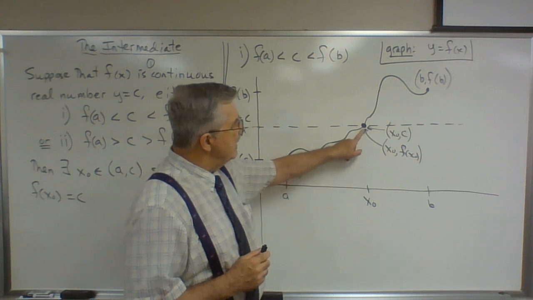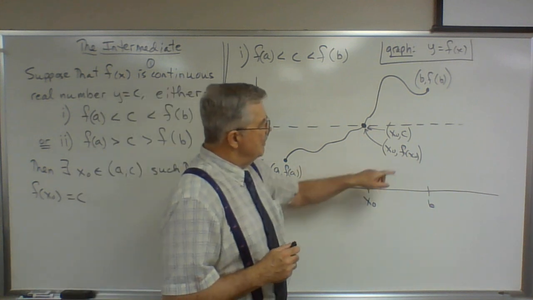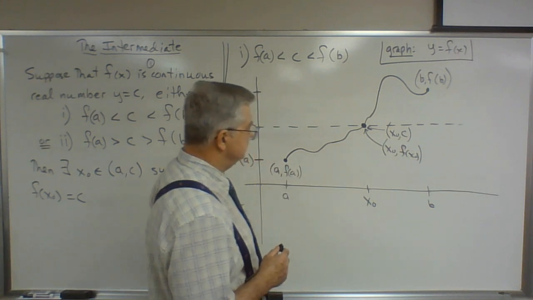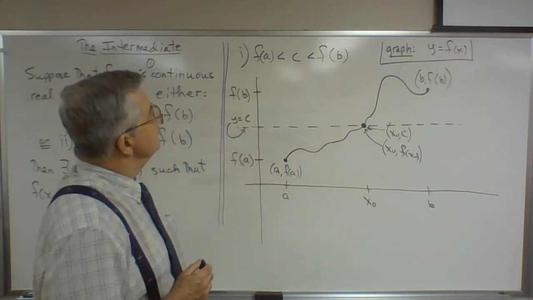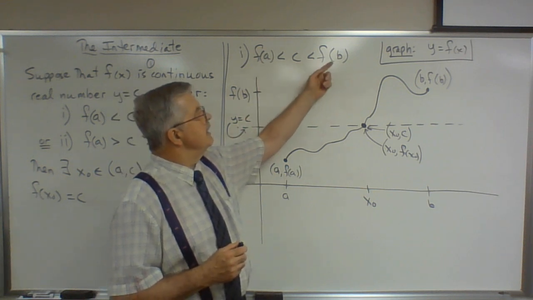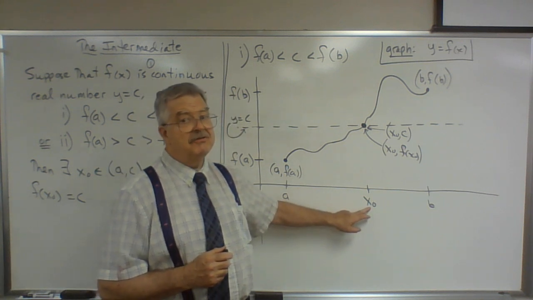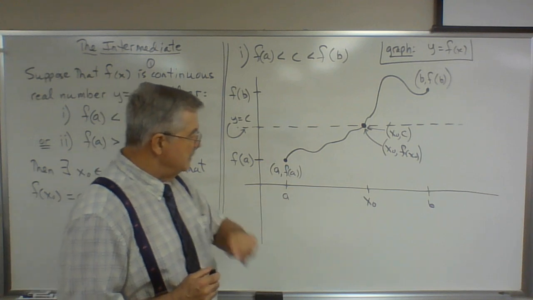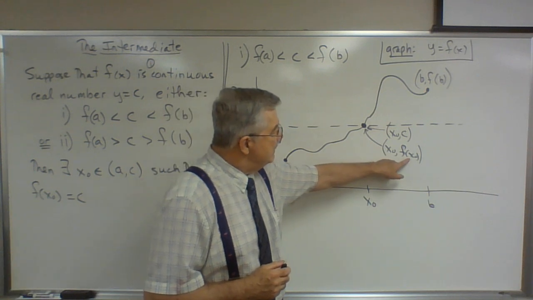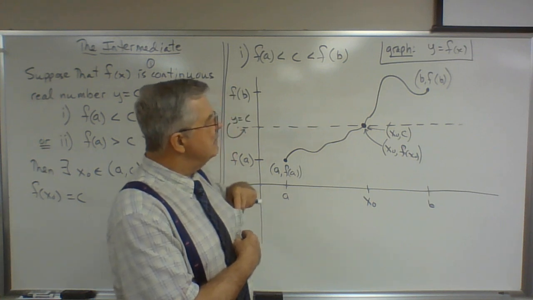Right here, where the graph of f of x crosses the line y equals c, we have the f of x value equal to c. So in the case where f of a is less than c, which in turn is less than f of b, there's some x value, x equal x naught, between x equal a and x equal b, such that f of x naught equals c. This is exactly where it happens.